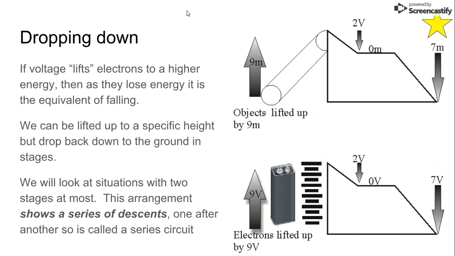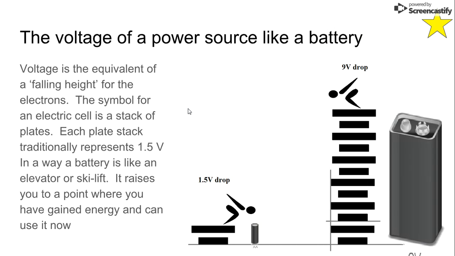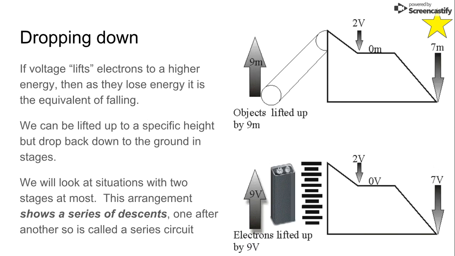Now, what about on your way down? Well, think of it like this. If voltage lifts the electrons to a higher energy, then as they lose energy, it is the equivalent of falling. We can be lifted up to a specific height, but drop back down to the ground in stages. So right till now, we've been looking at the idea of just jumping all the way to ground. But a circuit doesn't necessarily do that.